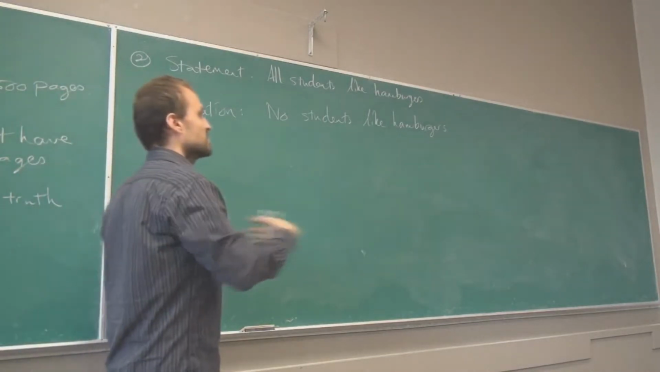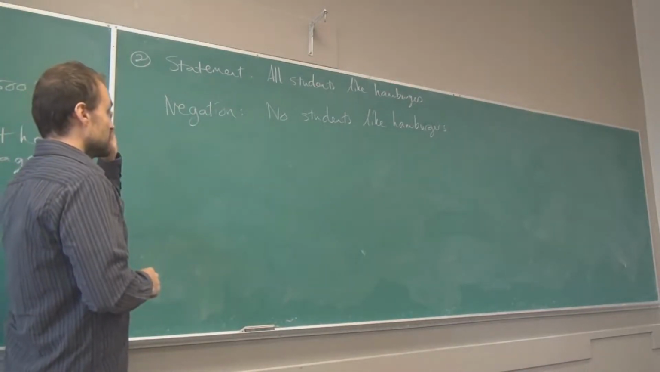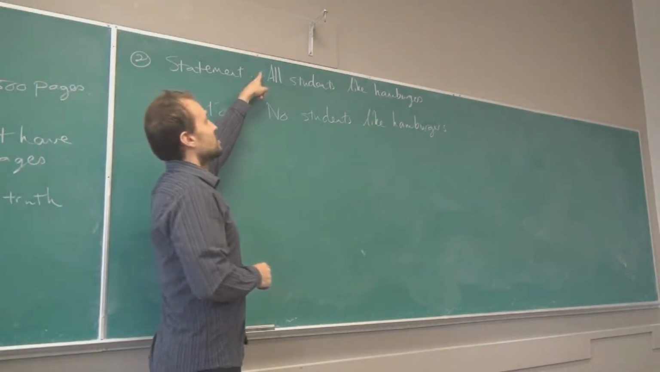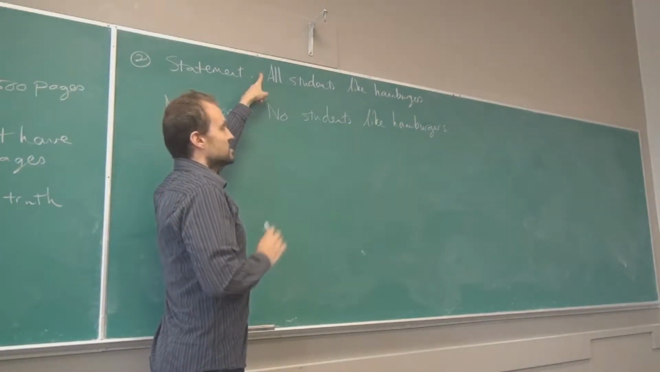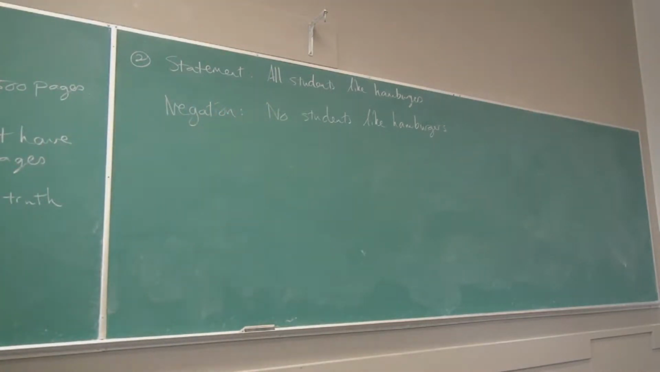It feels, especially when we just talk casually, if we think about all students like burgers, well, what's the opposite? Especially kids would totally say this. No students like burgers. The problem is that if it's not true that all students like burgers, the negation has to be true. That's what we mean by the opposite. It has to be everything else. Is it necessarily the case that no students like hamburgers?